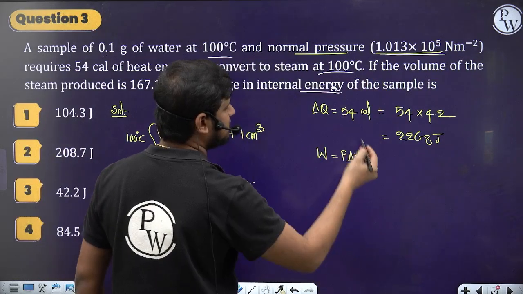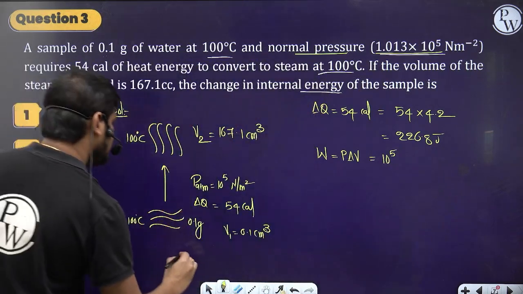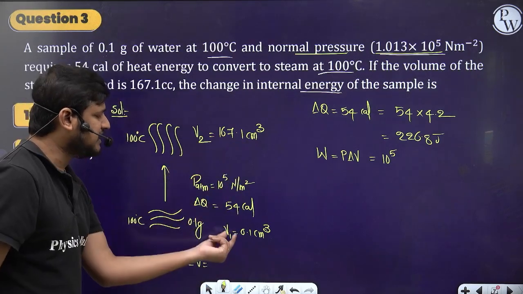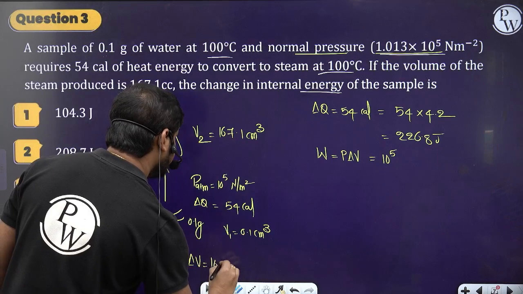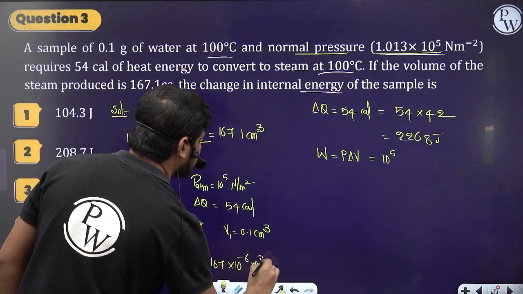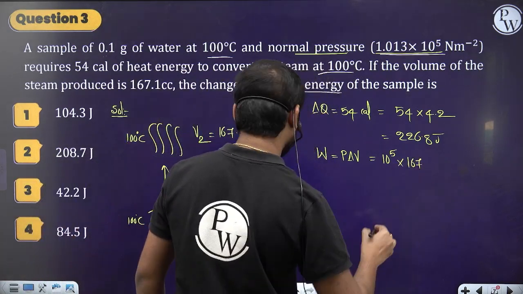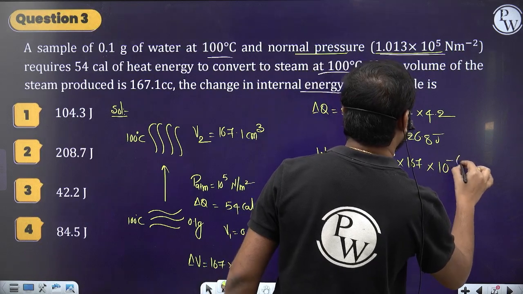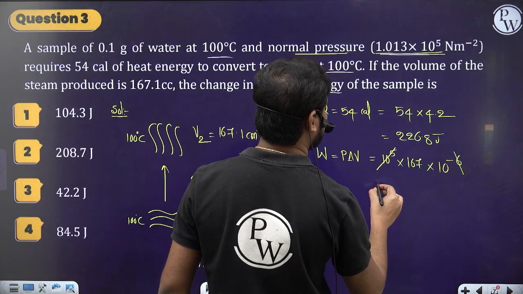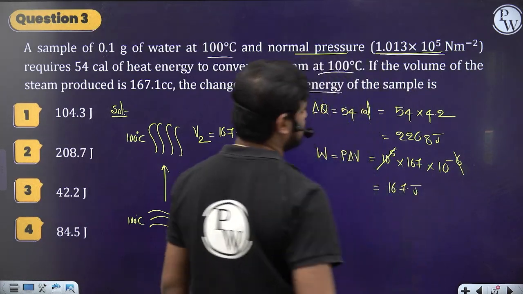So what's our pressure? I am taking 10 to the power 5 Newton per meter square. The change in the volume is V2 minus V1, 167.1 minus 0.1, which is 167 centimeter cube. I am writing it as 10 to the power minus 6 meter cube. So substitute it here: 167 into 10 to the power minus 6. Here 1 gets cancelled, so we have 10 to the power minus 1, which is nothing but 16.7 joules.